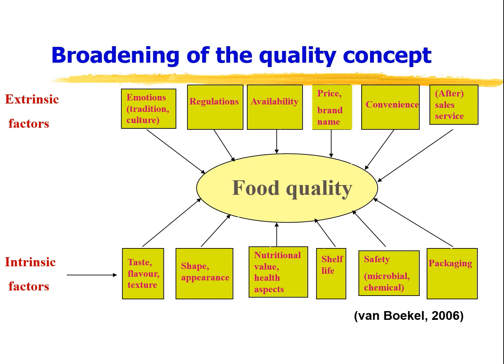Therefore, we can understand that quality is relative to those extrinsic factors. Third is availability. If the product is not available or it is not meeting the demand of people, then it is also a problem. Similarly, price and brand name are also important. Convenience is another main factor. For example, if it is not easy to use, then the product will not be termed as a quality product.